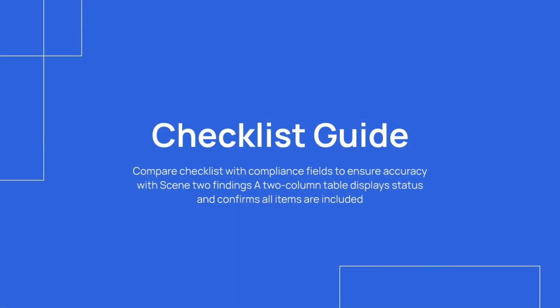Paste the checklist comparison instruction. Claude compares the checklist with compliance fields. A 2-column table is generated showing status. Confirm all checklist items are included. Ensure statuses are accurate and match Scene 2 findings.